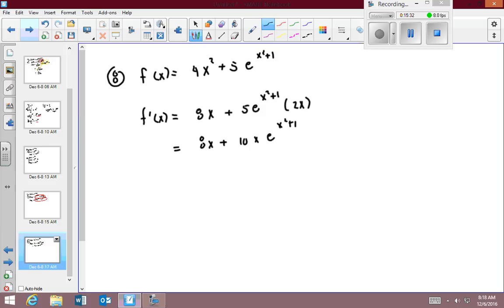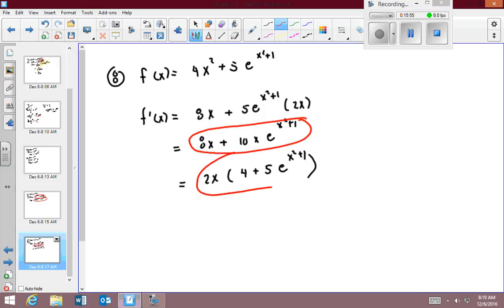Now, in the text, I might factor out a 2x and have this as 2x times 4 plus 5 e to the x squared plus 1. If you get it to here, it's okay with me. This is probably what you'll see in the book.